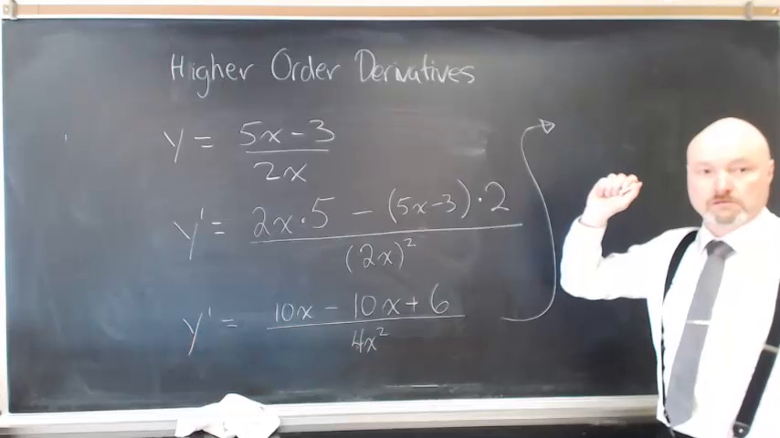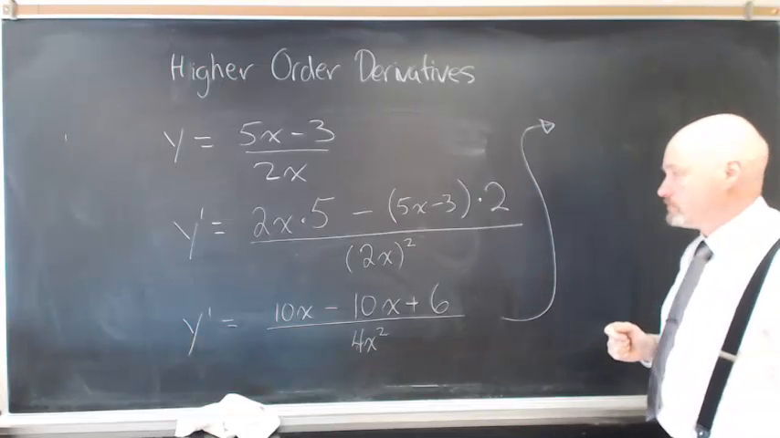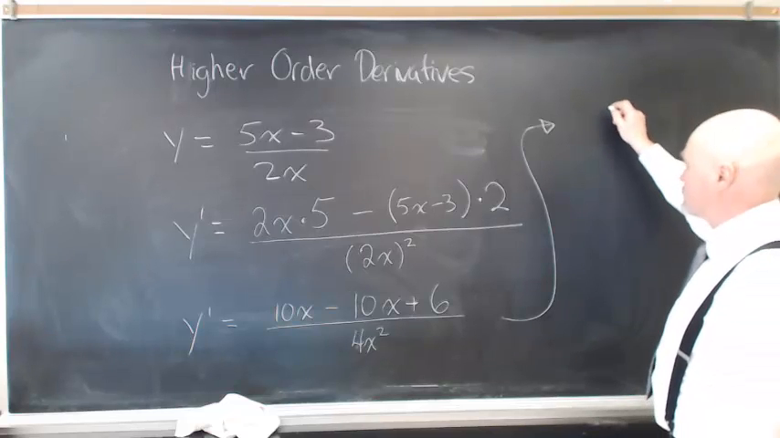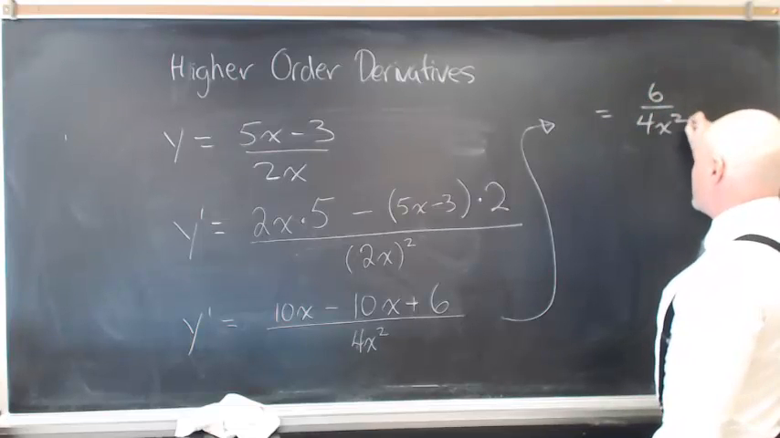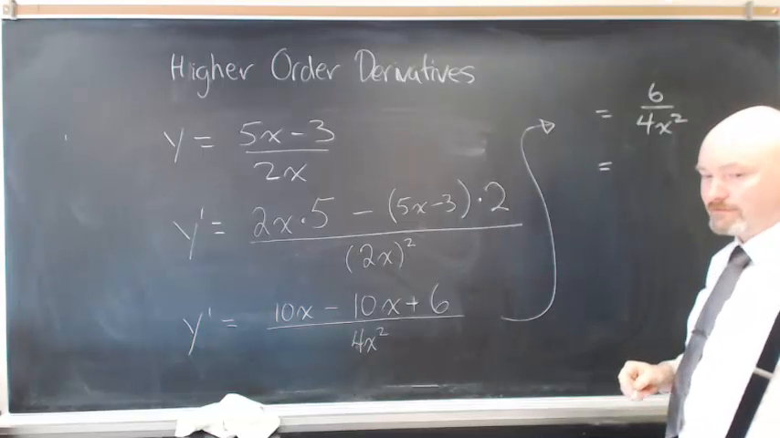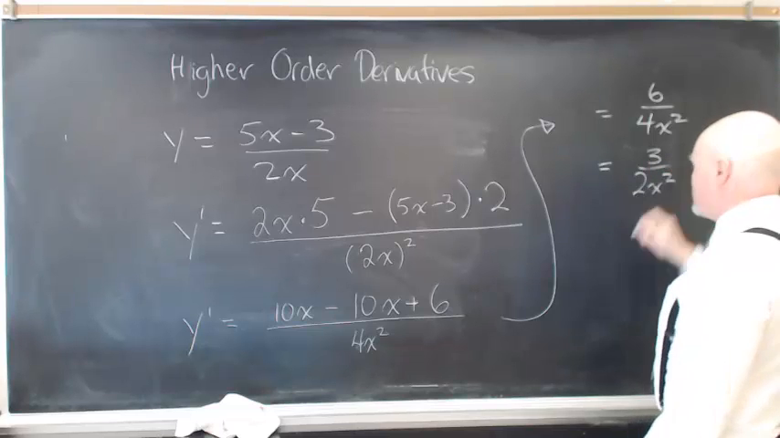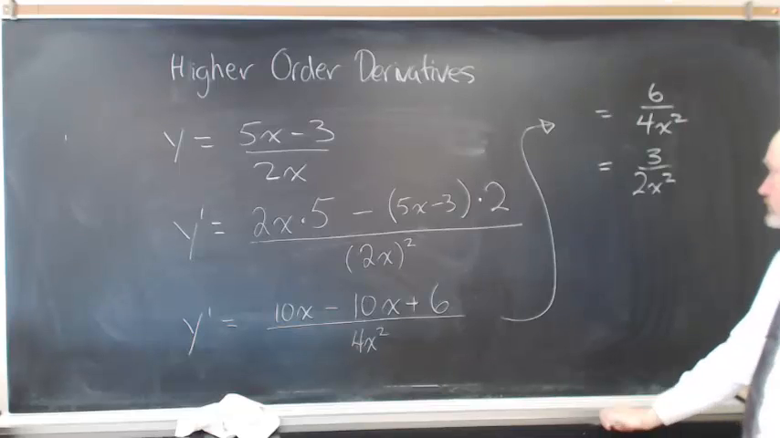Look how simple this gets. This is so beautiful. 6 divided by 4x squared. And we can actually do that again a little simpler. So 3 over 2x squared. Very good.